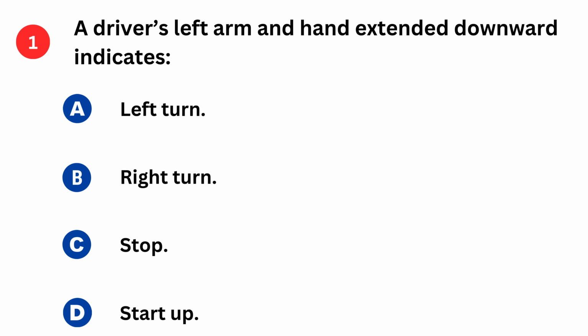A driver's left arm and hand extended downward indicates A. Left turn. B. Right turn. C. Stop. D. Start up.